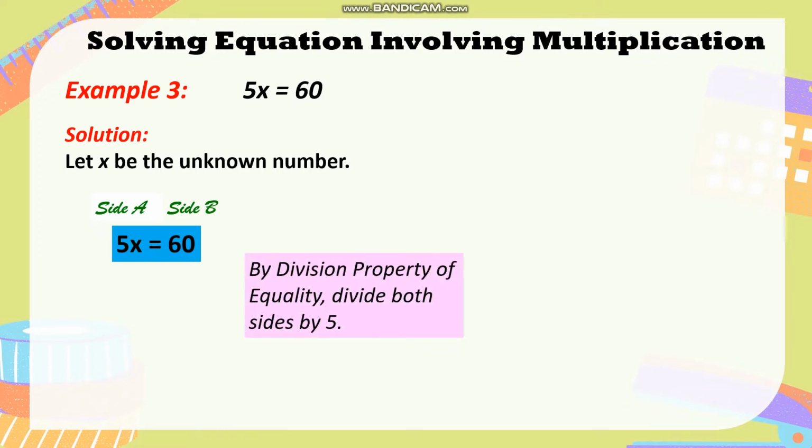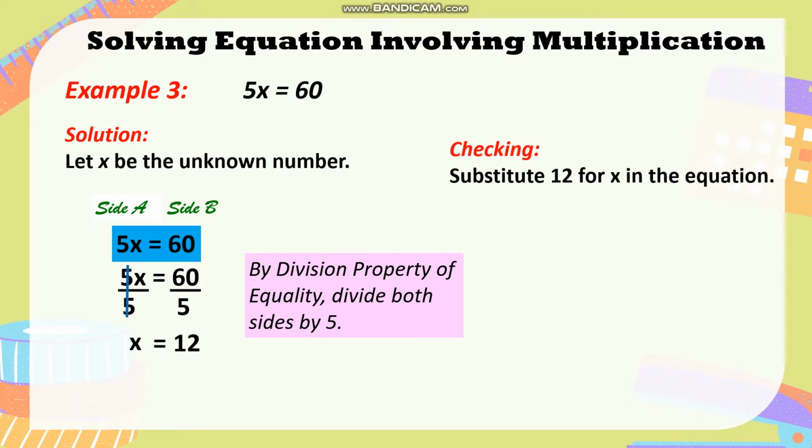By division property of equality, divide both sides by 5. 5x equals 60. Sa side A, 5x divided by 5. Sa side B naman, 60 divided by 5. Cancel 5. So, ang naiwan na lang ay x. Copy the equal sign. 60 divided by 5 equals 12.